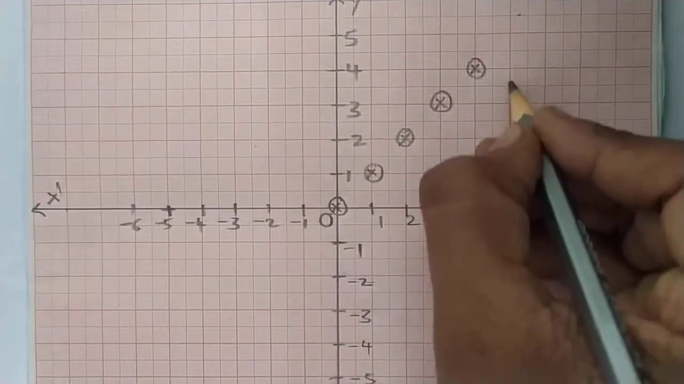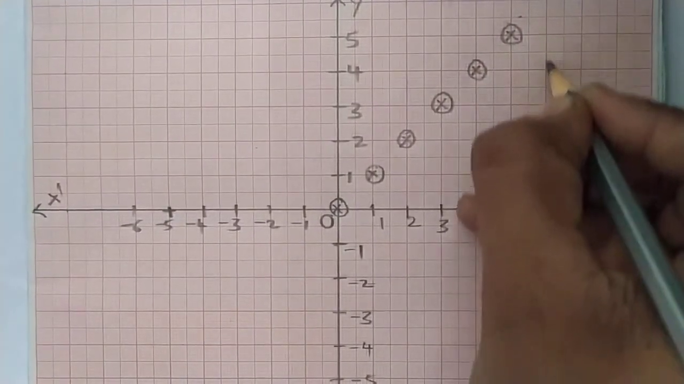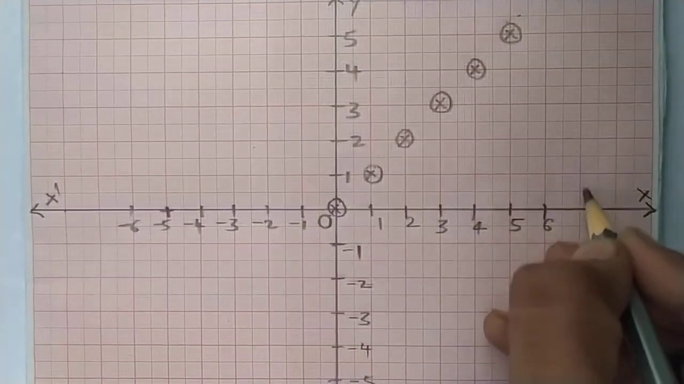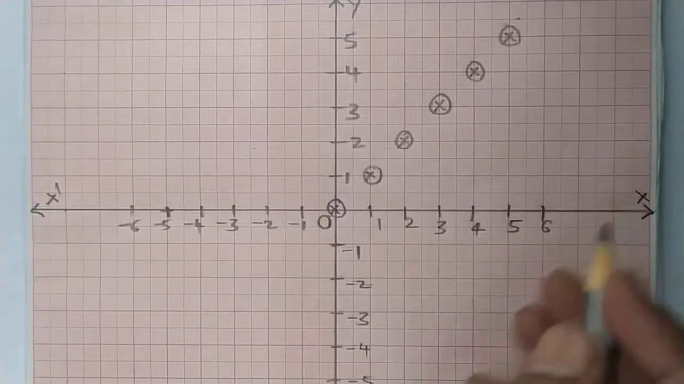If x equals 5, y is also 5. Similarly, if x equals 6, y is also 6. If x equals 7, y is also 7. If x equals 100, y is also 100.